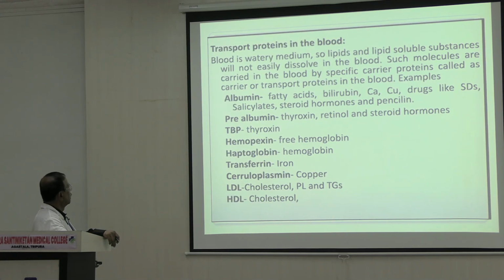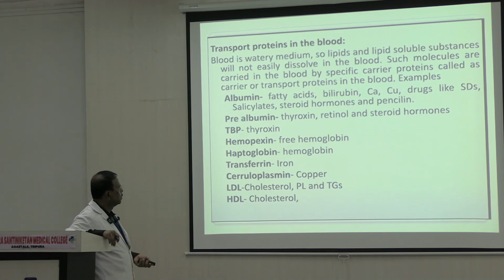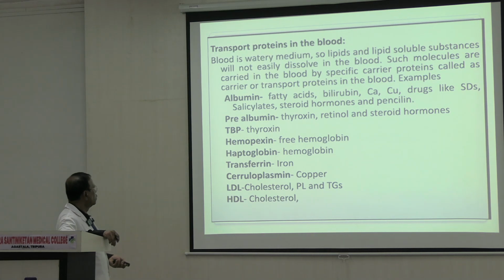Transport proteins in the blood. Blood is a watery medium, so lipid soluble substances will not easily dissolve in the blood. Such molecules are carried in the blood by specific carrier proteins called transport proteins. Examples: albumin, pre-albumin, thyroxine, retinol, and steroid hormones.